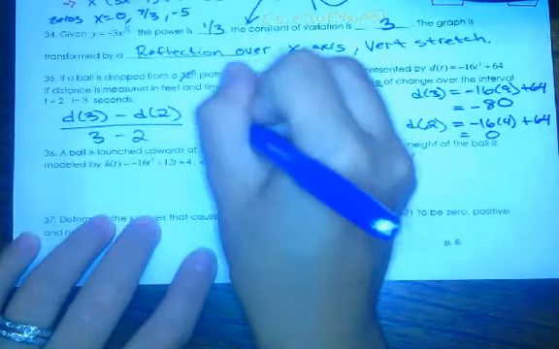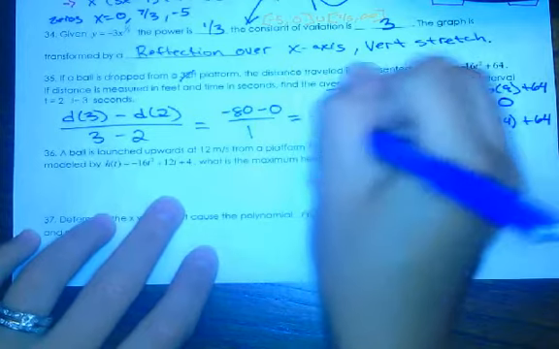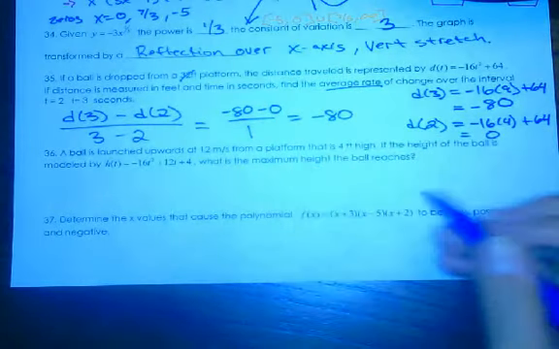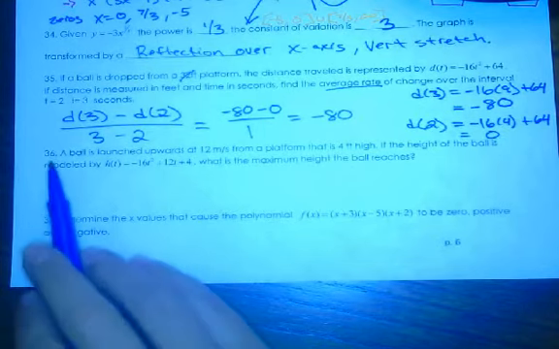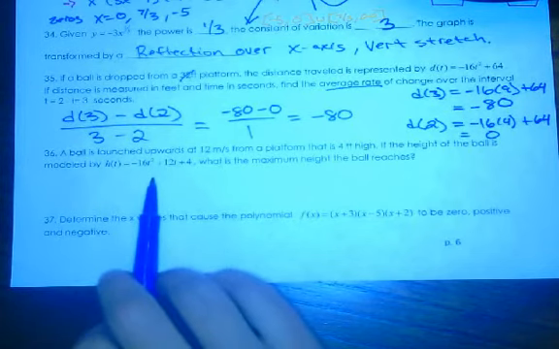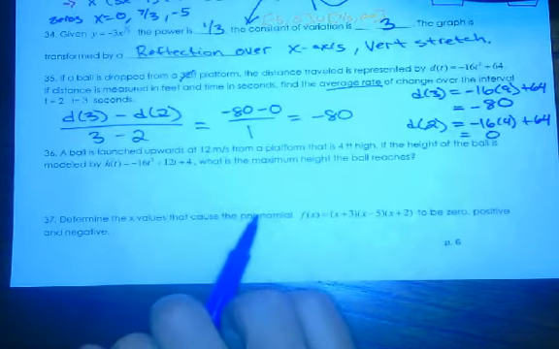So when you go to plug those in, you have -80 minus 0. So you have -80 as your average rate of change. So that's -80 feet per second on that one. Okay, make sure you can tell the difference between question 35 and 36. 35 is an average rate of change problem. 36 is now saying that you're launching a ball with an initial velocity.